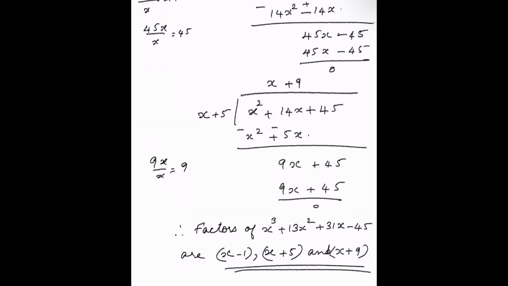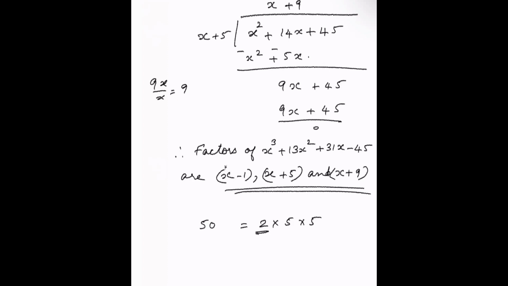To divide, if you get x square plus 14x plus 45, at that point you can just do the middle term splitting. Even if you do middle term splitting, you will get x plus 5 and x plus 9 as factors. You can go ahead with any approach which you are comfortable with. Okay, you can divide, or if you want to factorize and get the answer, you can go with that approach also.